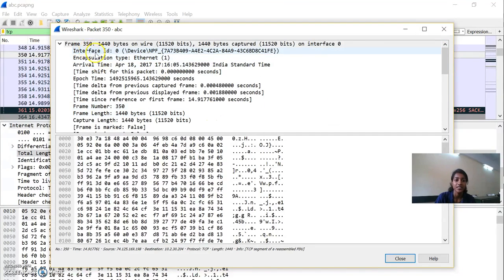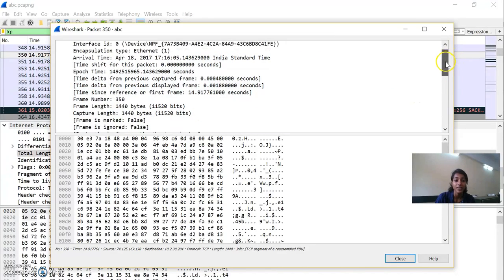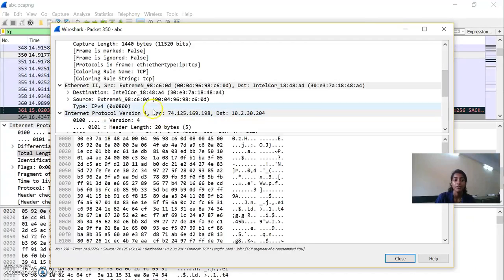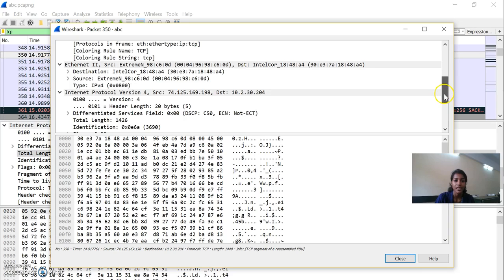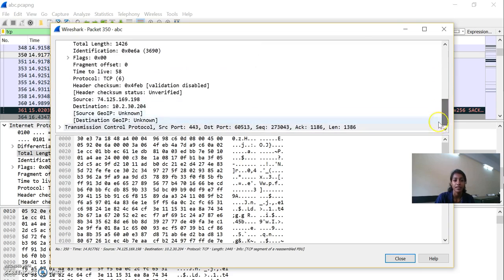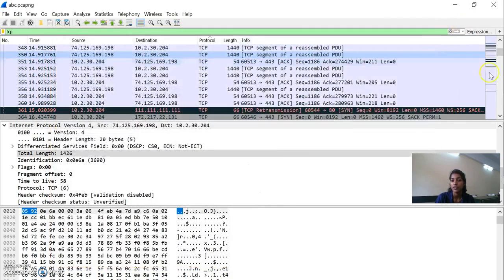So just like the interface ID is given, encapsulation type is also given, the capture length, frame length is given. You can see the data are a bit different, but here the type will be IPv4 only, version is v4 only, and the header length is still 20 bytes, and total length is also 1426 bytes. So I hope you understood this. Moving on to the next thing, next question.